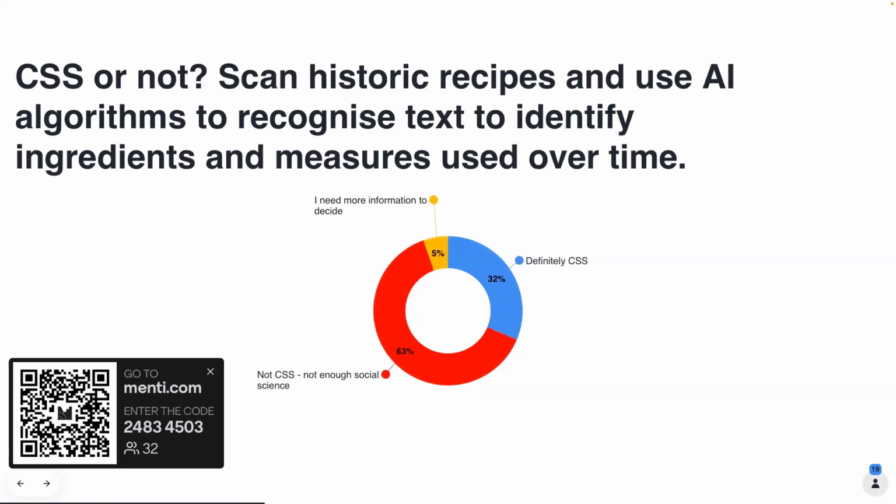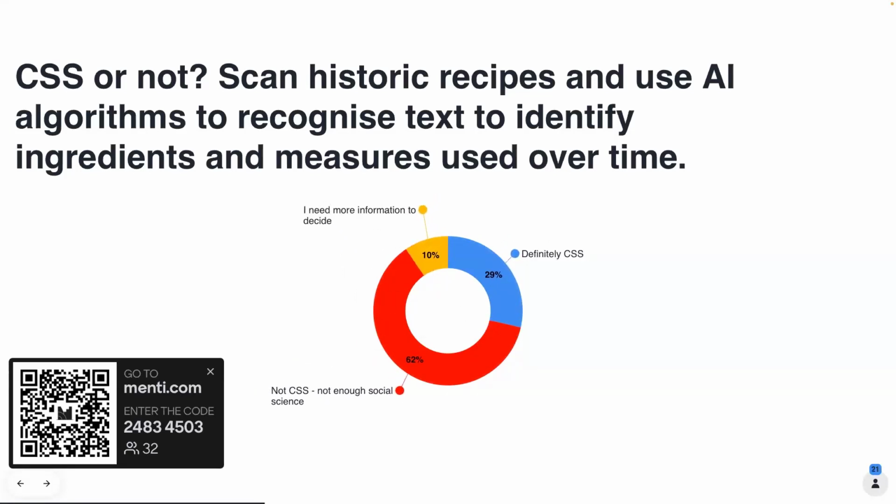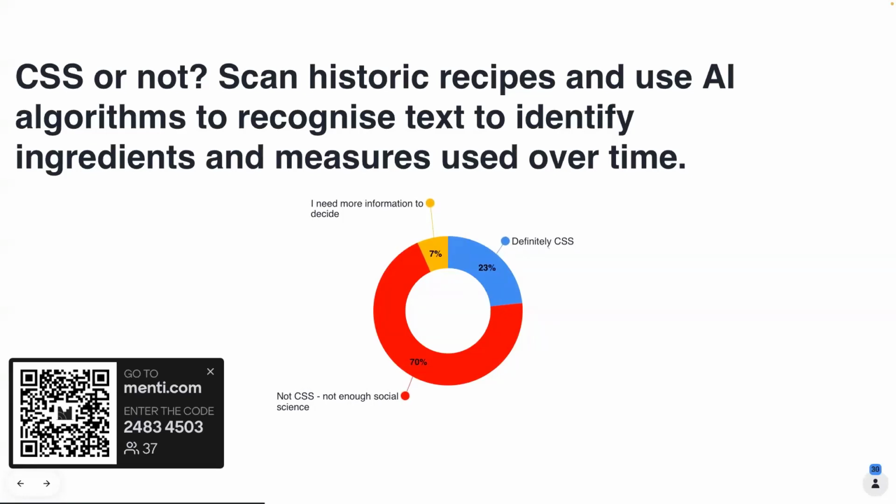Okay, nice. It looks like the majority are saying that there's not enough social science in this question. And I would tend to agree. It could be, we'd have to know more, but from this one sentence that we've got here, it doesn't seem to be a social science project, as we're not really asking any questions about people's behaviors and choices.